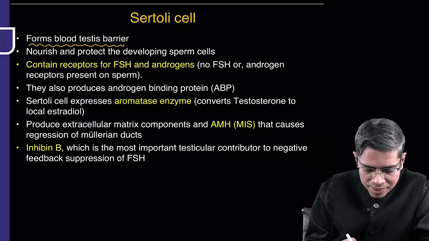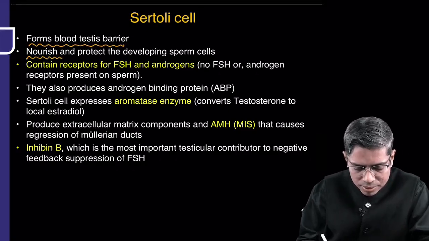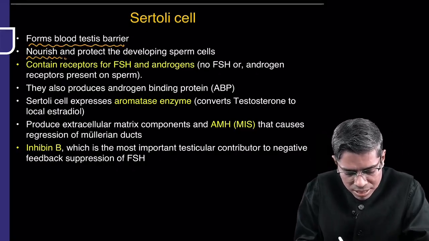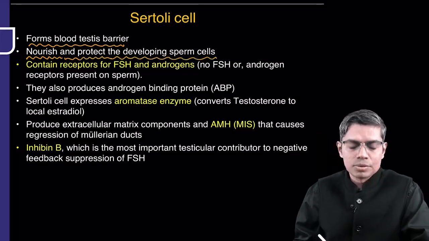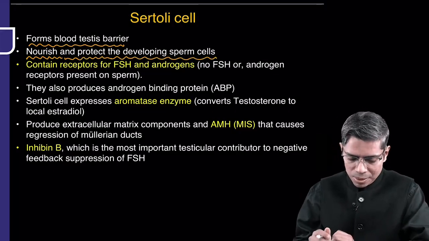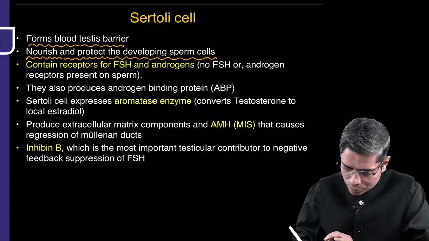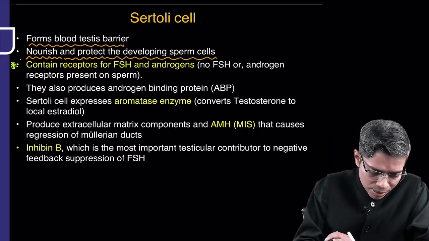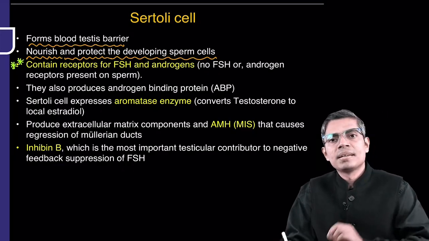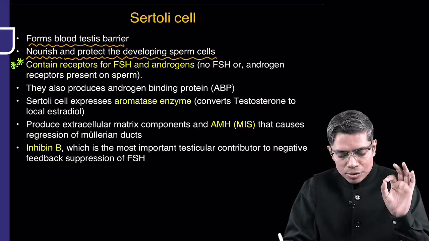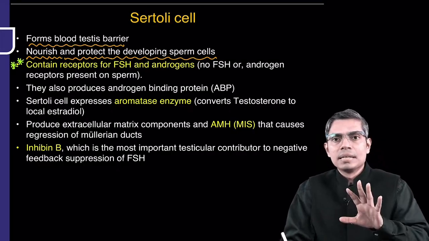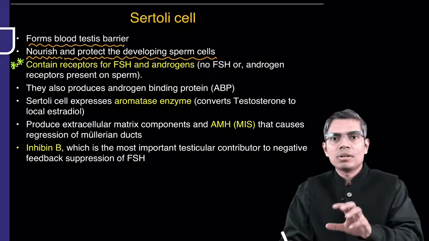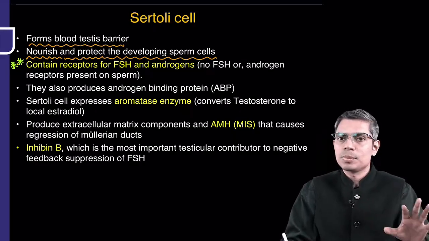We have discussed that, and I told you it's like a mother for the process of spermatogenesis. So it provides nourishment to the sperm and protects the developing sperm. This is also done by the Sertoli cell. Now, an important MCQ that has been asked: which receptor is present on the Sertoli cell? The FSH receptor as well as the androgen receptor is present on the Sertoli cell. Neither the FSH nor the androgen receptor is present on sperm.